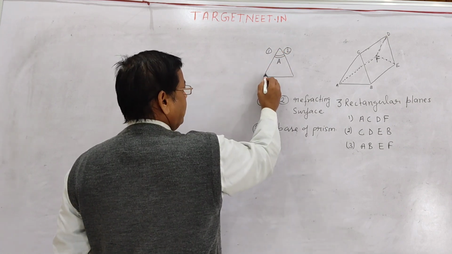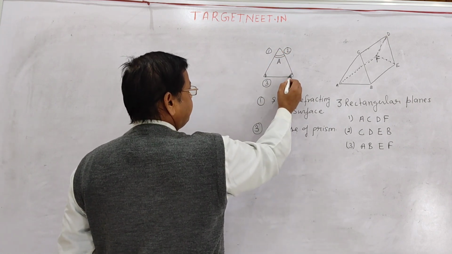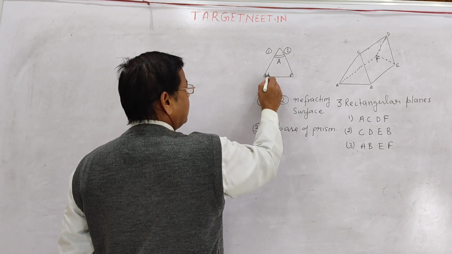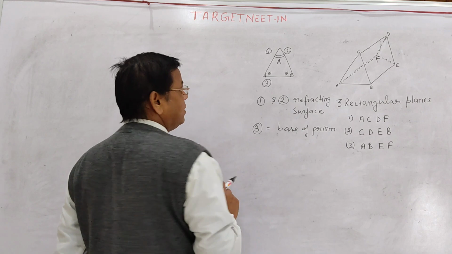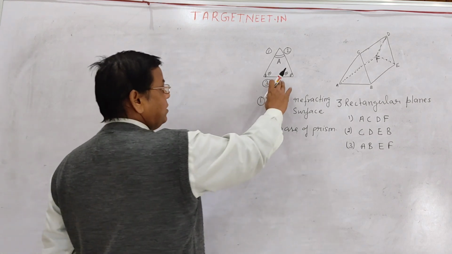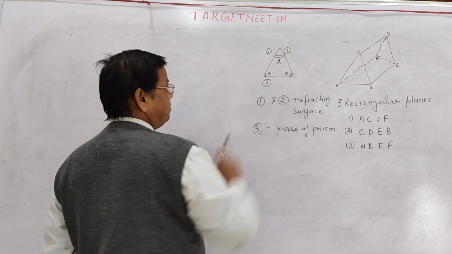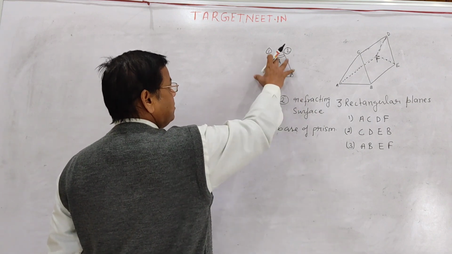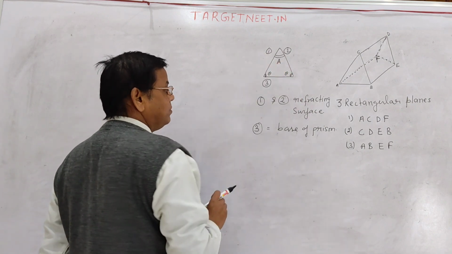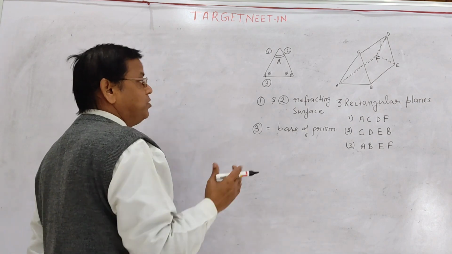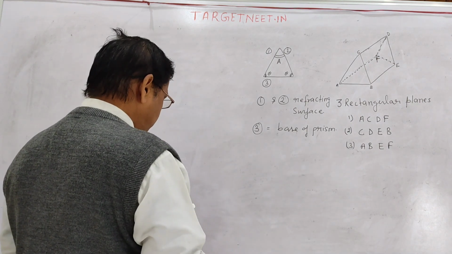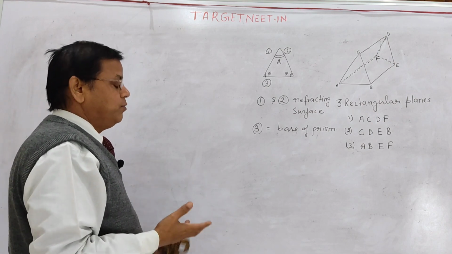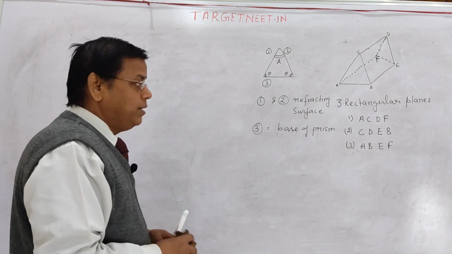If these two angles are equal, suppose this angle is theta and this angle is also theta, then we say this prism is a symmetric prism. Otherwise, it is an asymmetric prism. The prism about which we talk is a symmetric prism. We don't talk about asymmetric prism here.